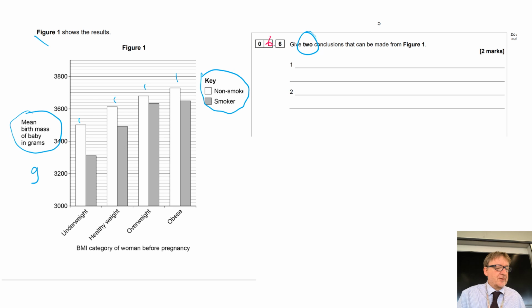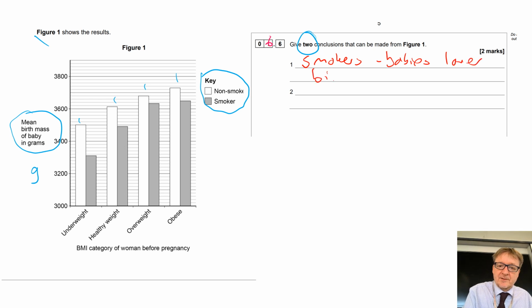Two conclusions. So what I could do here is, I'm not going to be able to write this very well. Smokers' babies have lower birth mass. Now what you could do there is you could have non-smokers' babies have a higher birth mass. You can flip it round either way.